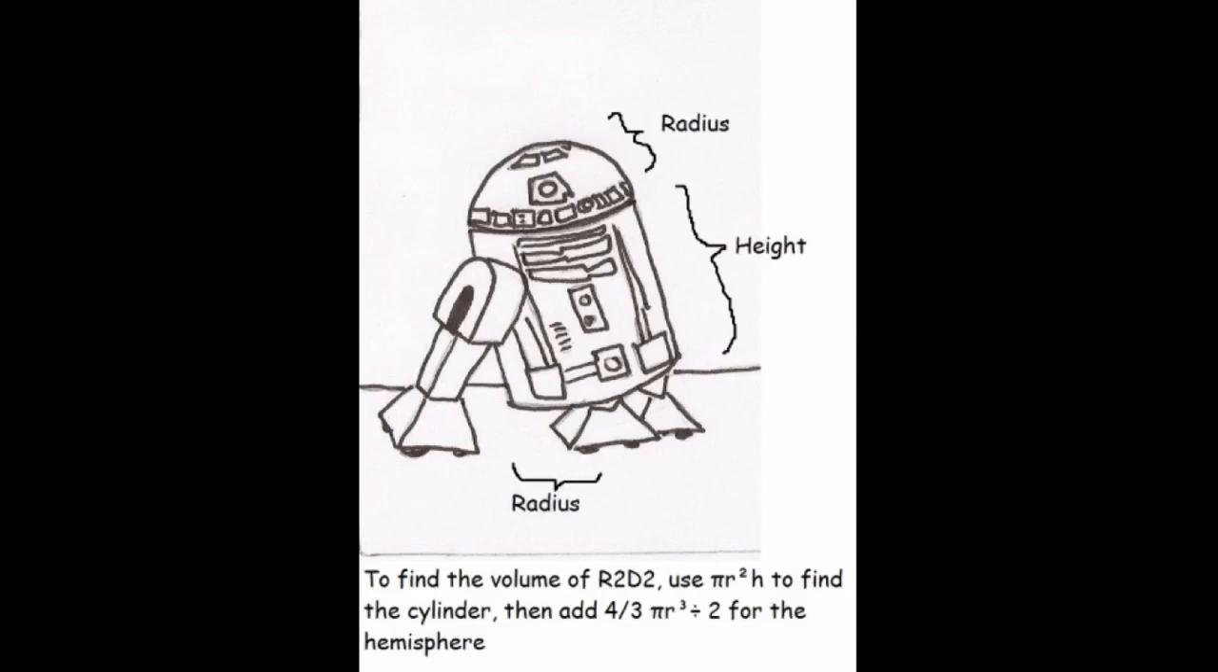To find the volume of R2-D2, use the formula pi times your radius squared times height to find the cylinder, and then you would add 4/3 pi r cubed, which is the formula for a sphere, but since it's a hemisphere, we divide that by 2.